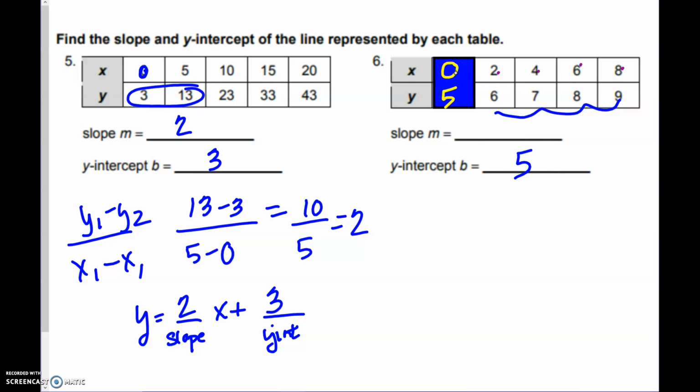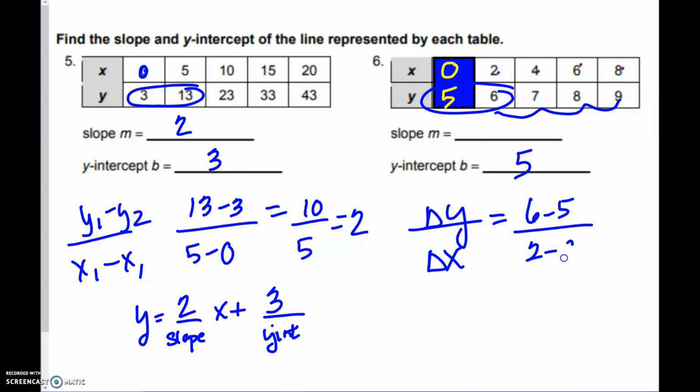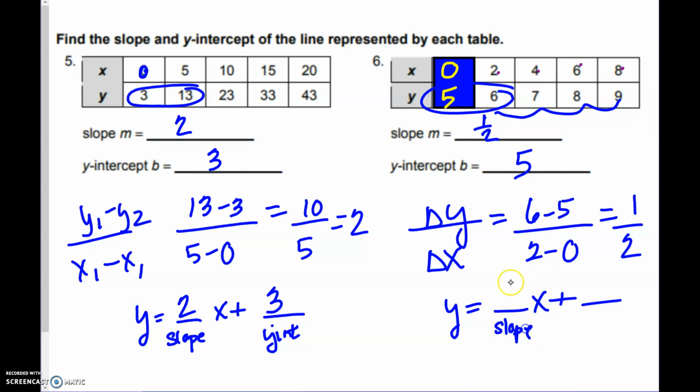Okay, finding the slope here. So I'm going to take these first two ordered pairs. Remember, y goes on top, x goes on the bottom. So here's my y's, 6 minus 5 and 2 minus 0. 6 minus 5 is 1 and 2 minus 0 is 2. So this slope is 1/2. So what would this equation be? Well, we found the slope goes in this first blank, and you guys just found the slope to be 1/2, and the y-intercept is 5.